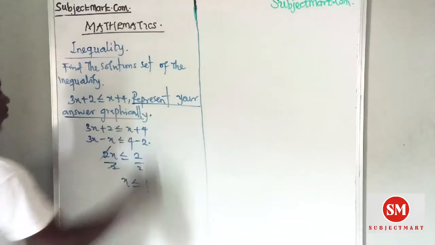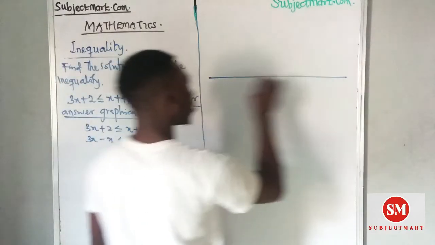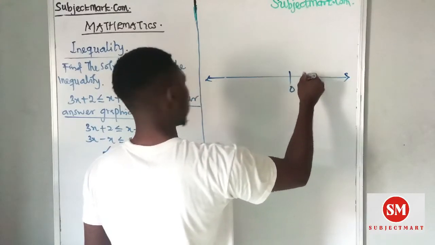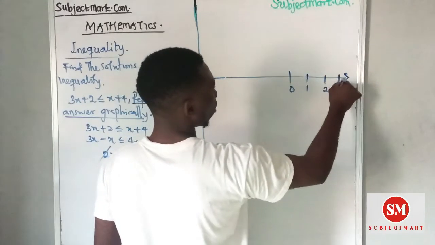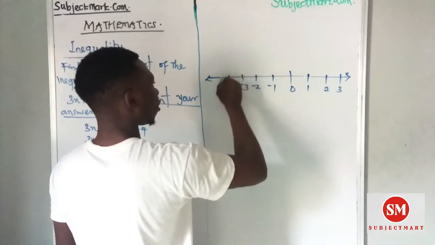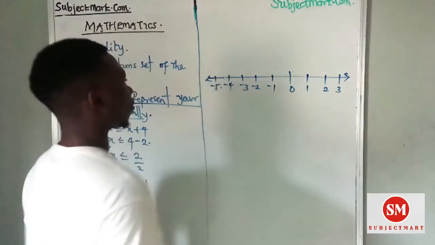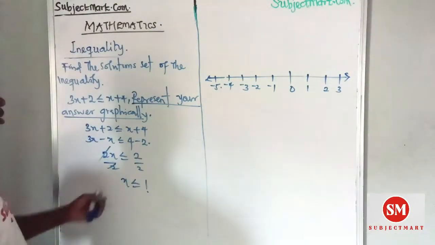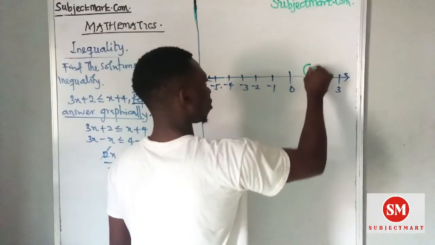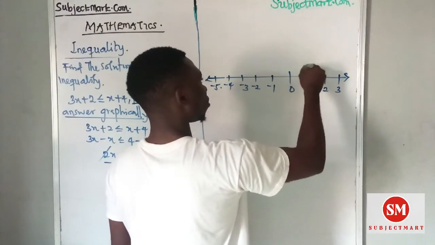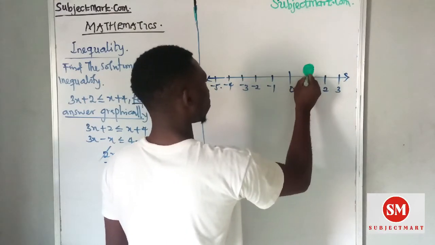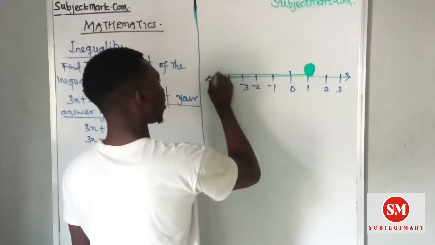So this question said represent your answer graphically. We have the number line. We have 0, 1, 2, 3. We have here minus 1, minus 2, minus 3, minus 4, minus 5. With this development, x is less than or equal to 1. This is 1. Since it is less than or equal to, this has to be shaded, telling us that it is less than or equal to 1. So that means x takes these values.